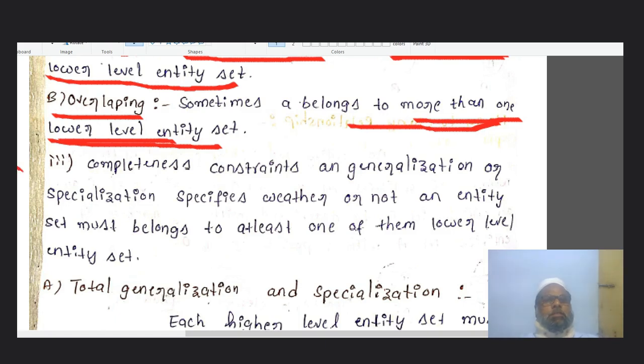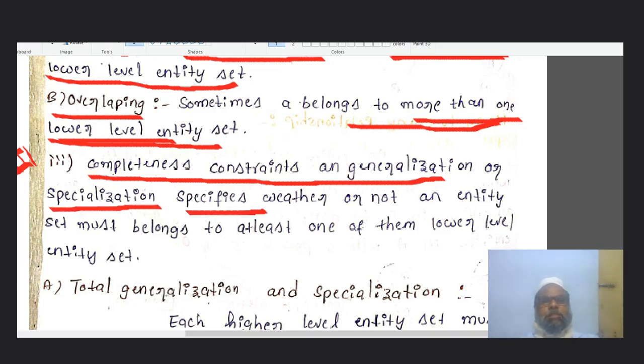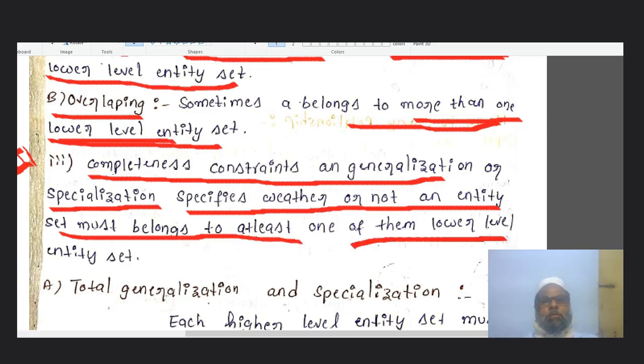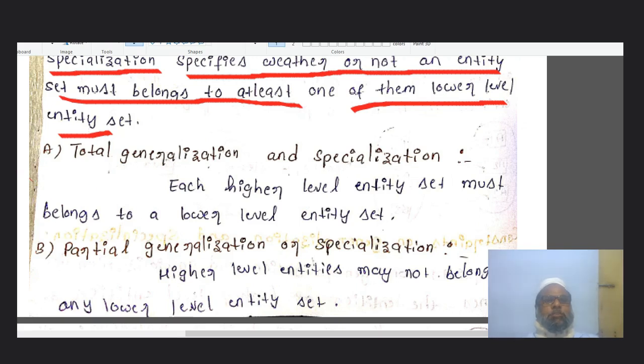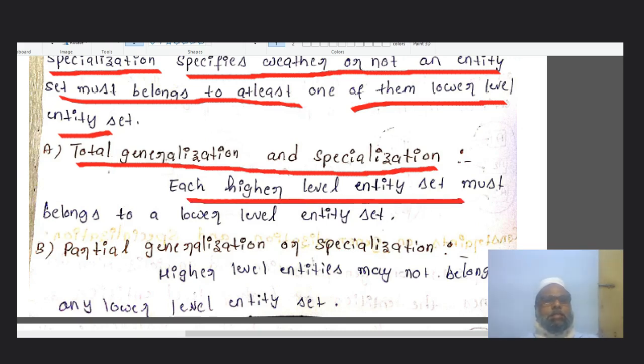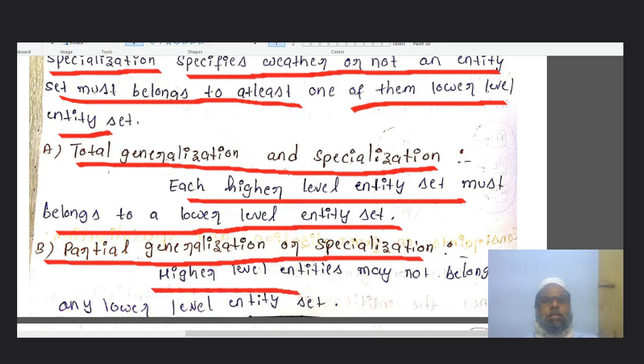Next, the third one is the completeness constraint. The completeness constraint specifies whether or not an entity in the higher level entity set must belong to at least one of the lower level entity sets. It is classified into two types. The first one is total generalization or specialization: each higher level entity must belong to a lower level entity set. The second is partial generalization or specialization: the higher level entity may or may not belong to a lower level entity set.